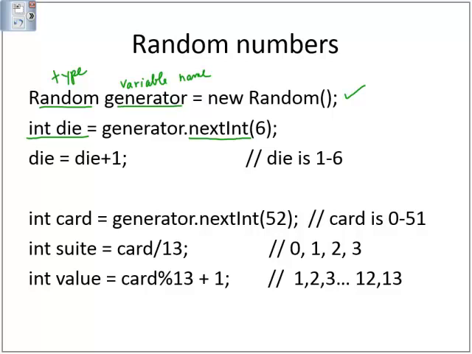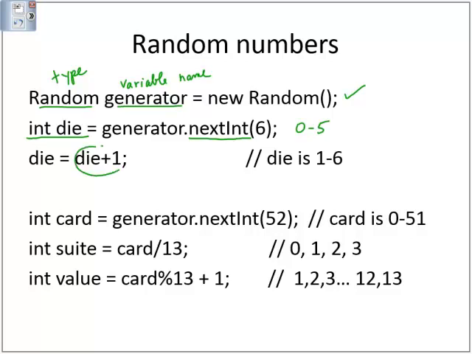If I actually want to simulate, say, a die, dice don't go from 0 to 5. They go from 1 to 6. So what I can do is just add 1 to it. Now the value of my variable goes from 1 to 6. So to simulate throwing of a single die, I could do that in this line of code in Java: create the random number generator, generate a random integer from 0 to 5, add 1 to it.